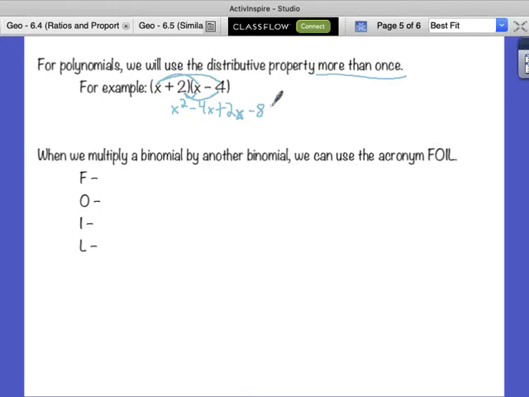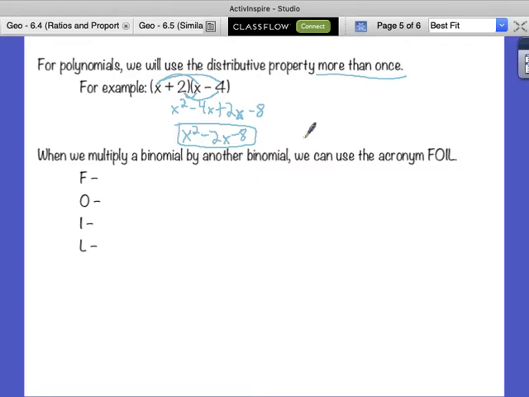Now, we look to combine like terms. It's already in order, but what can we combine? You combine the negative 4x and the 2x, so they become what? They become brothers. Into x squared minus 2x minus 8. And this is our answer.